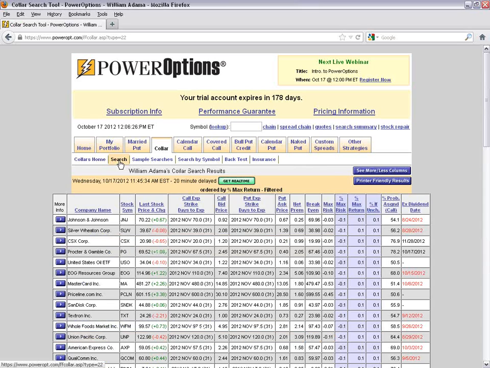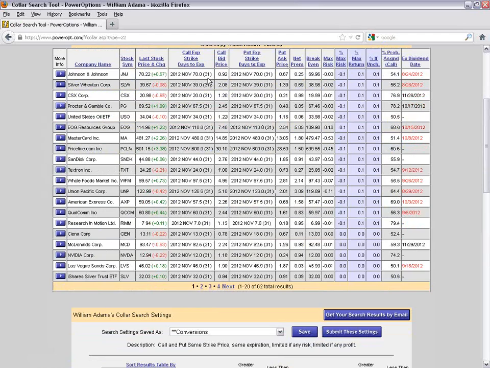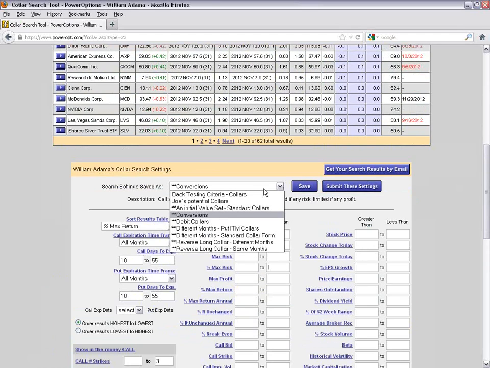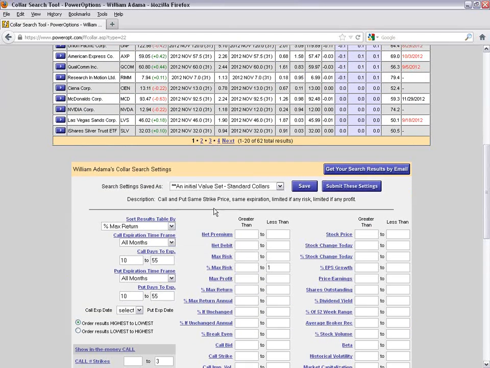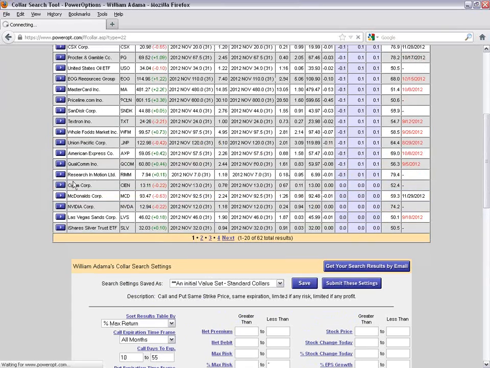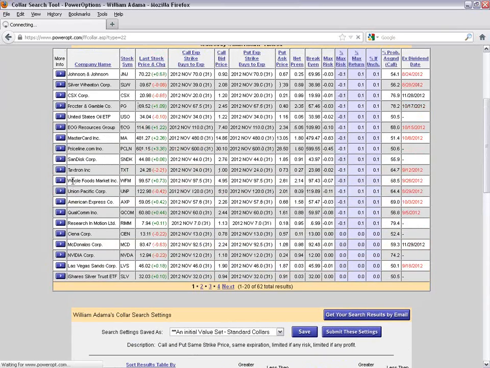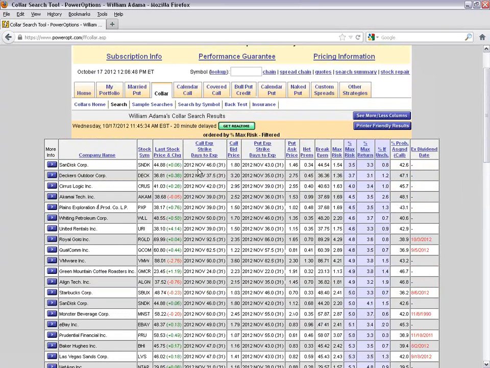And then once I have the listed results, let me make sure we're looking at the right one. No, these are conversions. I don't want conversions. I'm going to go back to the initial value set, standard collar positions. All right, so let's pull up those search results. We'll take a look at just the basic collar. Okay, so we have SanDisk here, and currently I like the second position better. I'm not going to use the single strike spreads here.